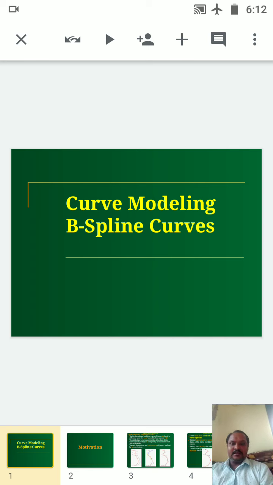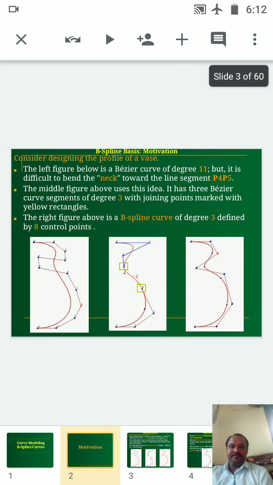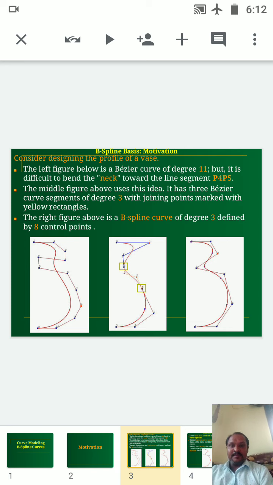So there is a very small difference between the Bezier curve and the B-spline curve, because in the Bezier curve we are using the control points. Here we are also using the control points, but the number of control points has some variations here. So let us see here the B-spline curve.